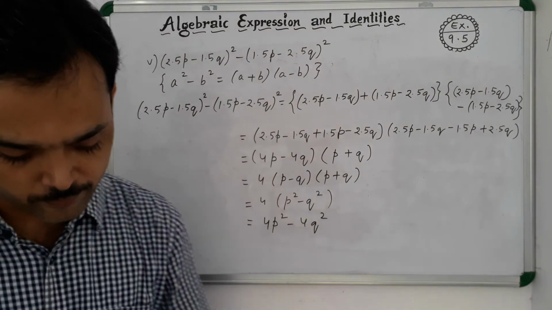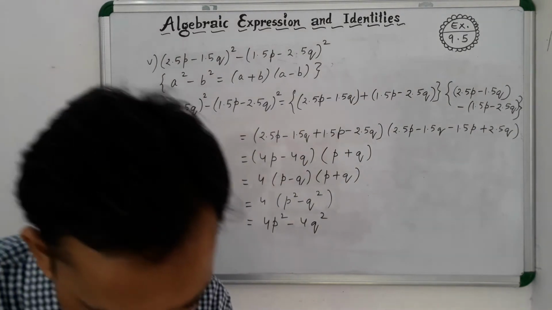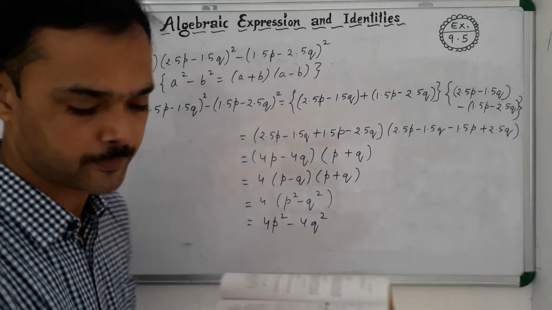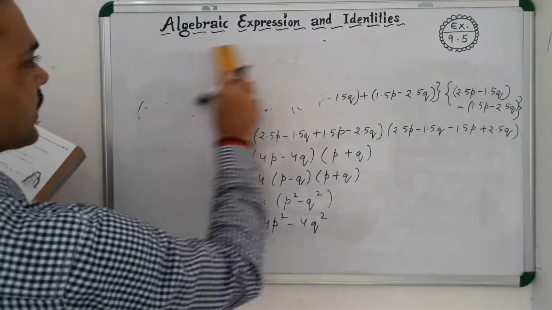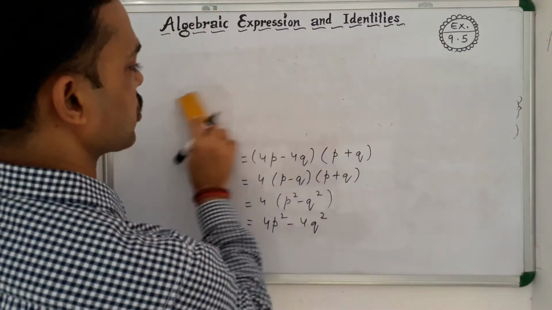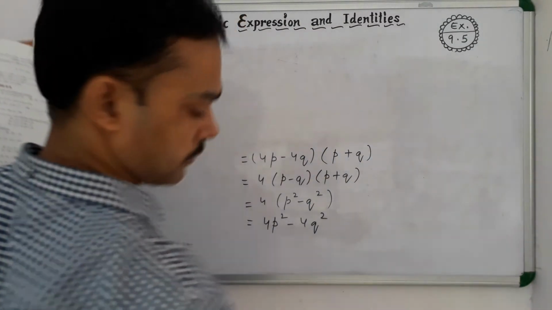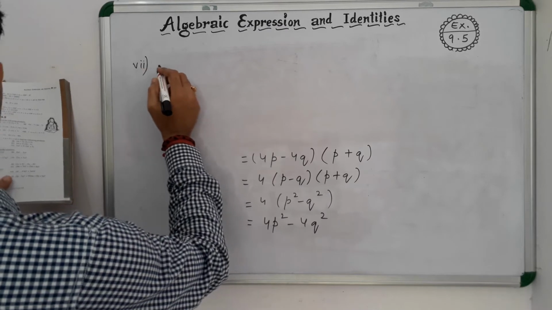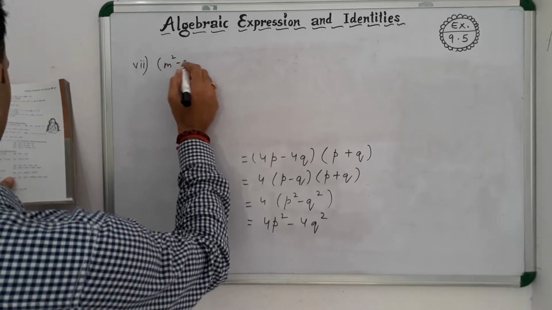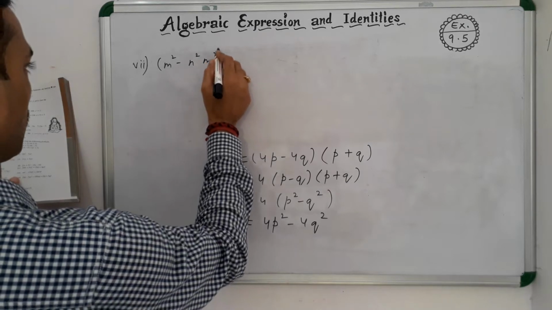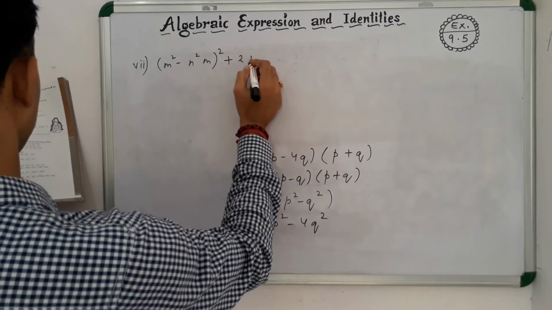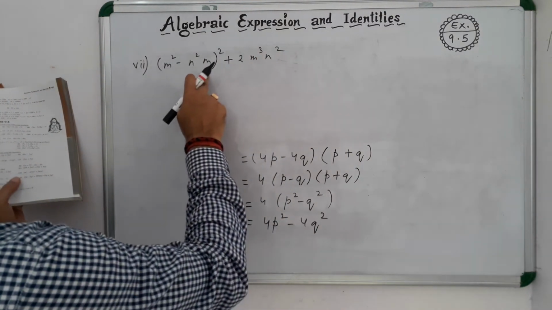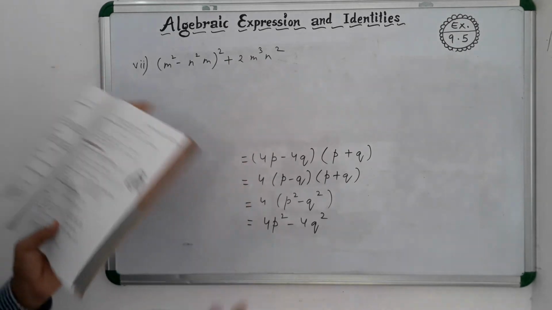I hope that this fifth part is clear to you all. Now after fifth part, let us now move on to seventh part. In seventh part, what is mentioned in the question is m square minus n square m whole square plus 2m cube n square.